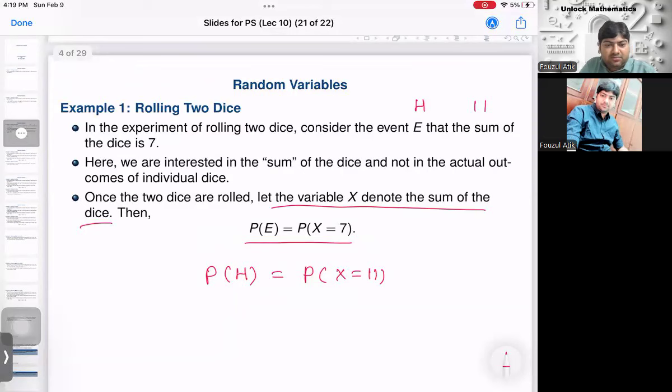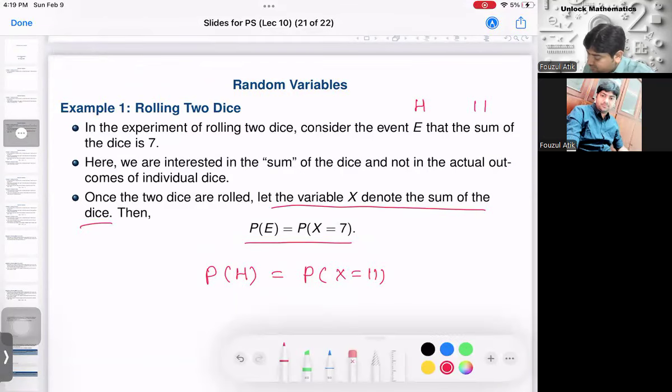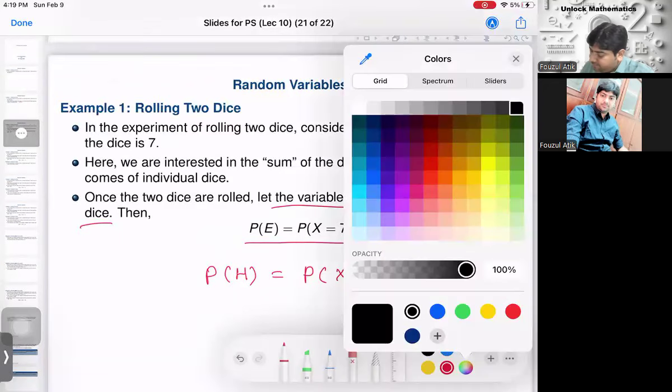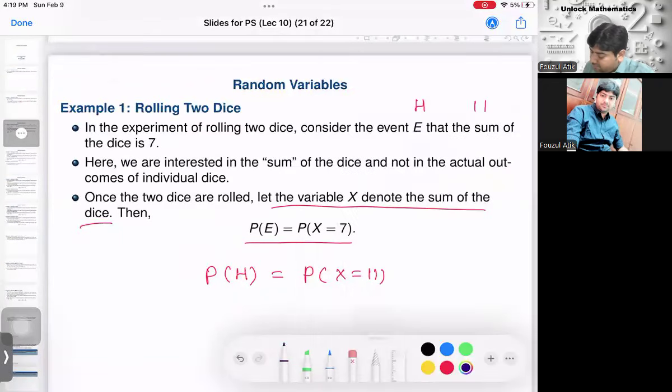Let us have another one. Just let me change the color of the pencil. Just a second. Okay.